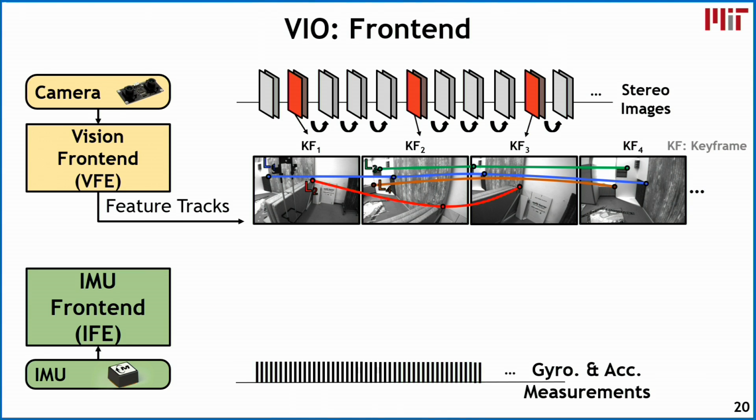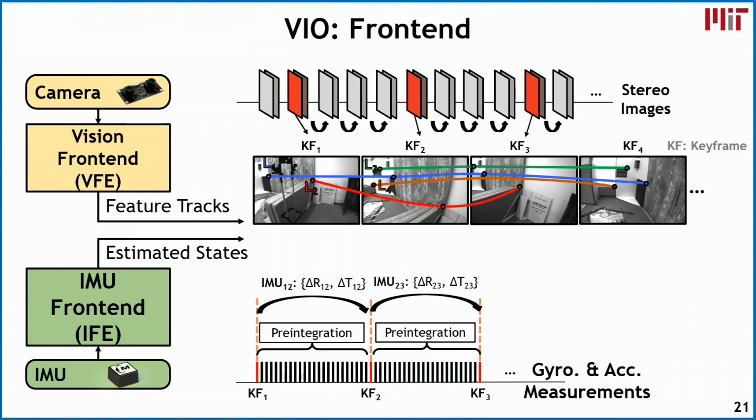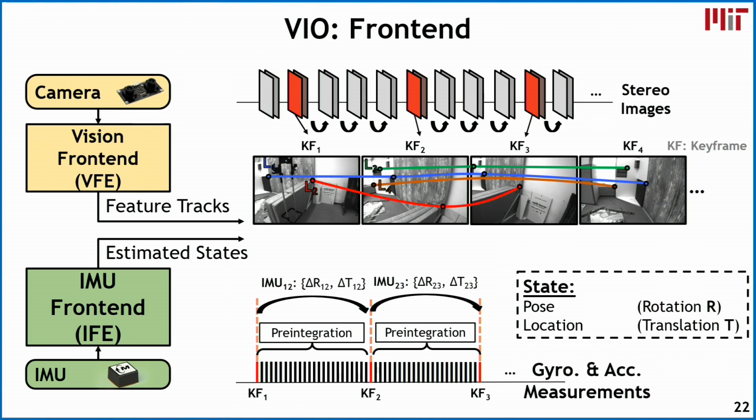The second front end component that we have is the IMU front end, and this takes in measurements from the IMU itself, specifically measurements from the gyroscope and accelerometer. You can see here at the bottom that it happens at a very high rate. And so what we do is we perform pre-integration to basically summarize the state estimates based on the gyro and accelerometer per keyframe. So we perform this pre-integration and try to estimate how the state of the drone has changed between each of the keyframes. And just to remind you, what we mean here by state is the pose or the rotation of the drone itself, and then the location or translation of the drone itself.